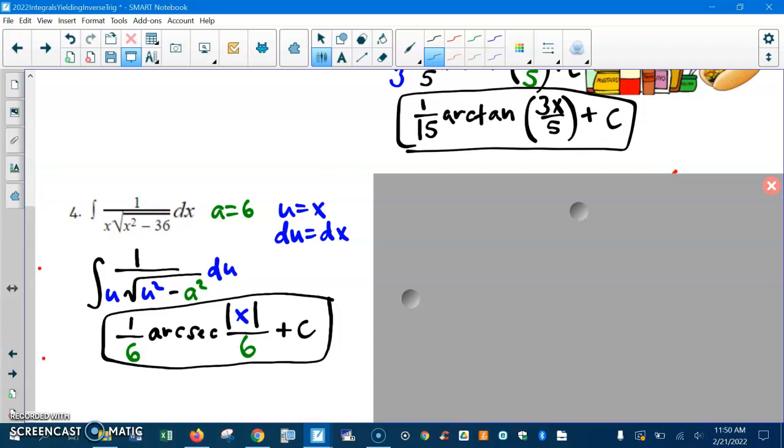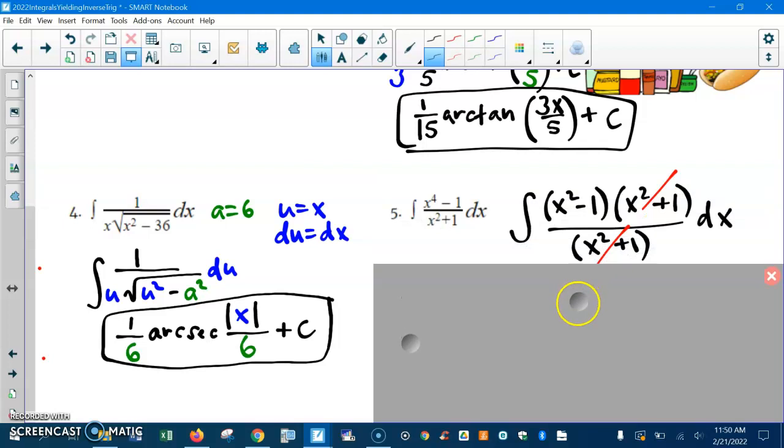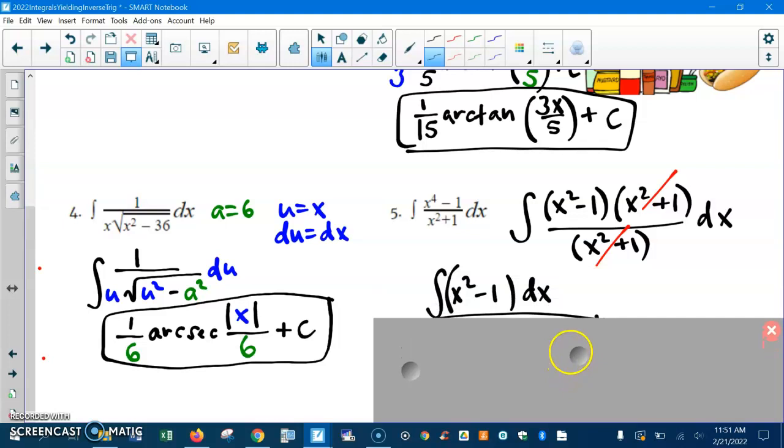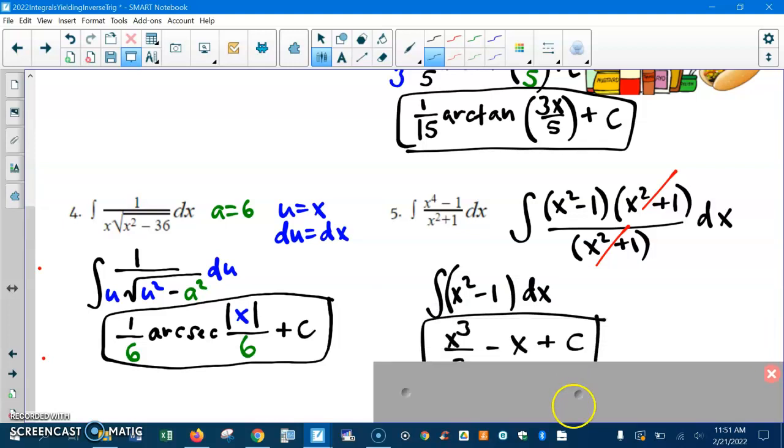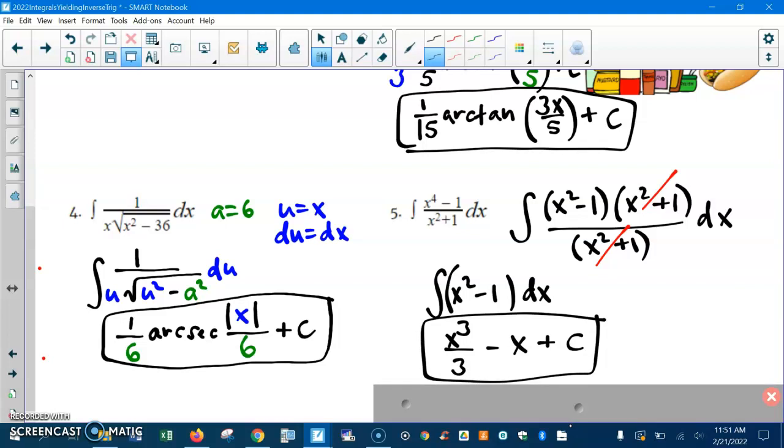I hope that in number 5, you all notice that I don't have just two perfect squares, one a constant and one a variable. I actually have a top-heavy function. And long division will work. It's just not the most efficient way to solve number 5. So I noticed that x to the 4th minus 1 is actually the difference of two squares. And I factored it into x squared minus 1 and x squared plus 1, which helps cancel out the x squared plus 1 from the numerator and denominator, and I'm simply left with the integral of x squared minus 1 dx, which just yields power rule, and I have x cubed over 3 minus x plus c.